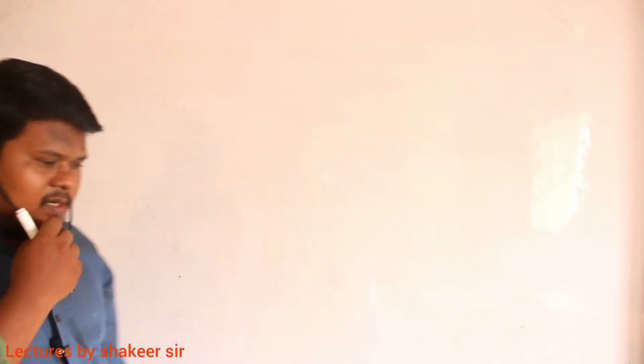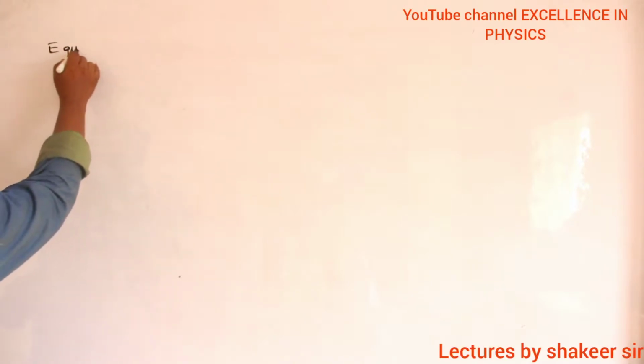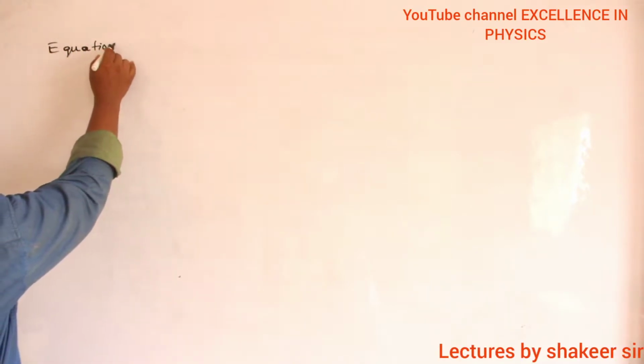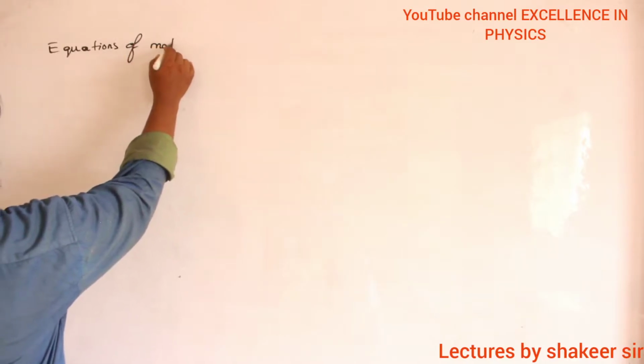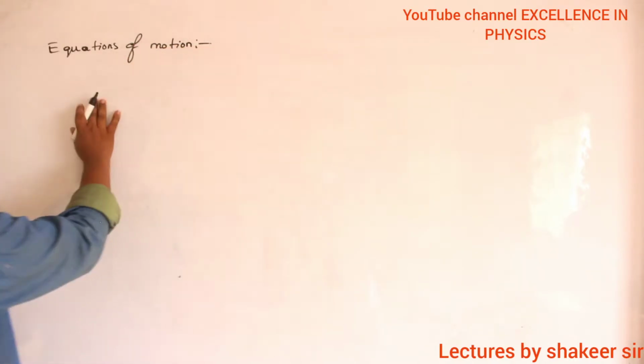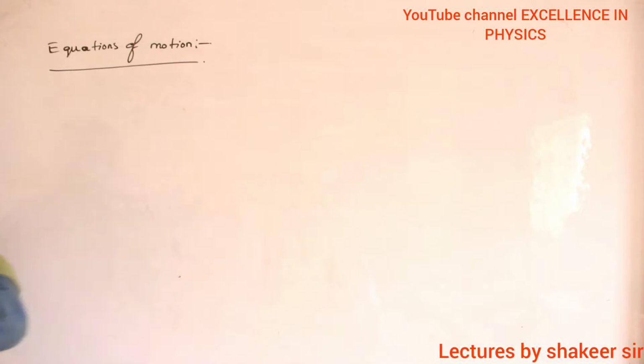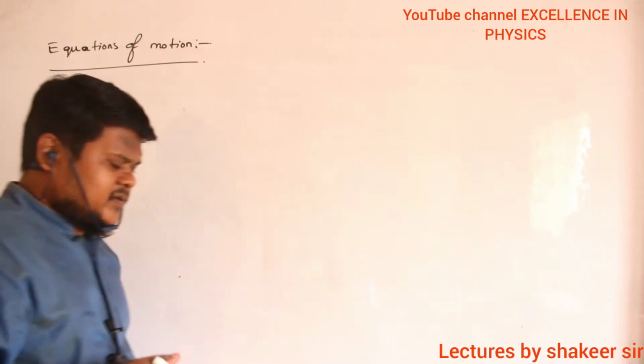Studying is equations of motion. Clear? So we are studying about equations of motion. Are you able to understand? So in equations of motion, how many types of equations are there?